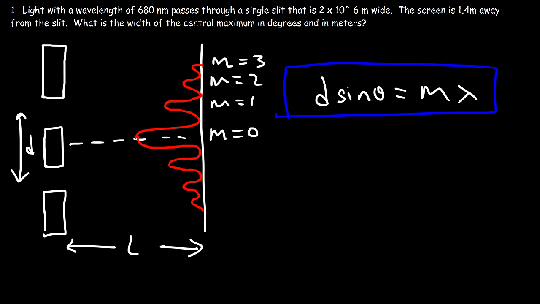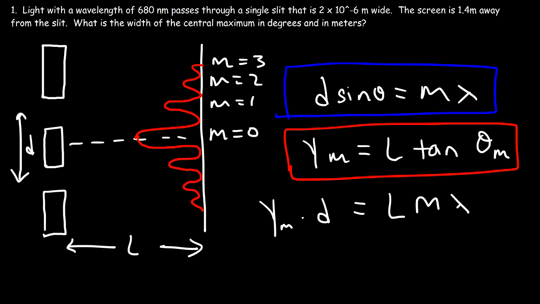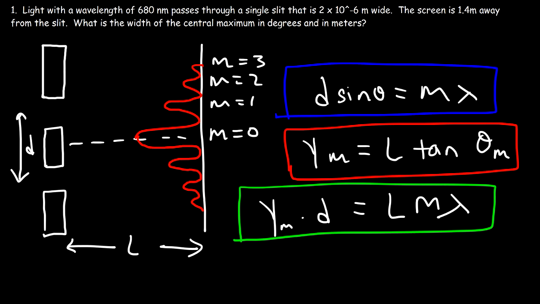A second equation that was derived was this one: y is equal to L tangent theta. Now a third equation was mentioned in that video, and it's this one: y sub m times d is equal to L m times lambda. Now you can only use this equation if and only if theta is small.